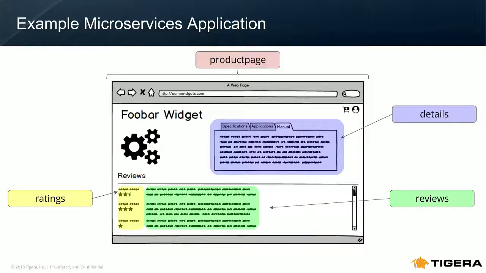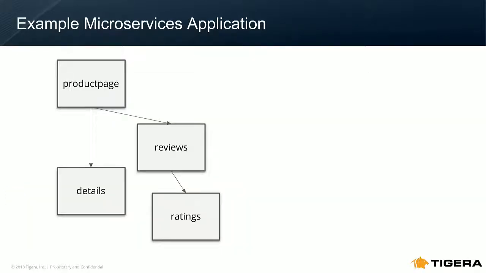So let's look at how this works. Product page, the front end of the application, makes calls to 2 things, reviews and details. Details about the product, and the reviews, the star ratings. And as part of the reviews, you then go into the ratings microservice to get what the actual ratings were for a given review. So we now have 3 microservices: ratings is feeding reviews, and reviews and details is feeding product page. So that's how your microservice works.